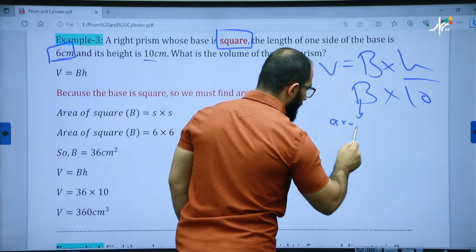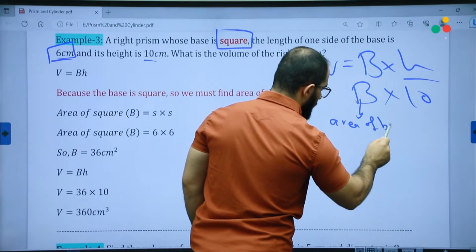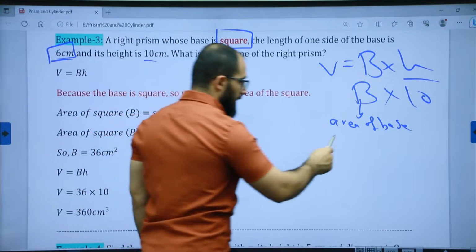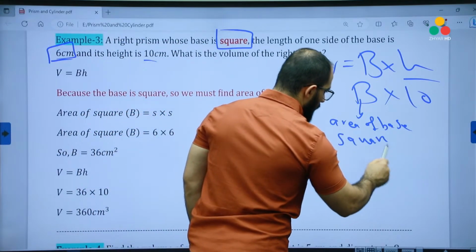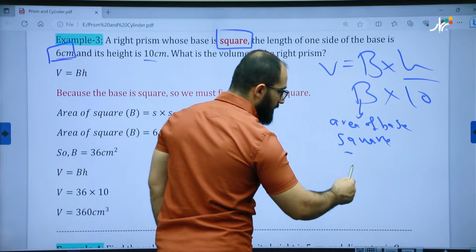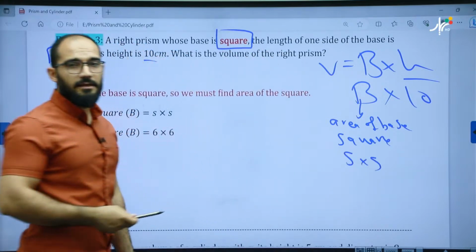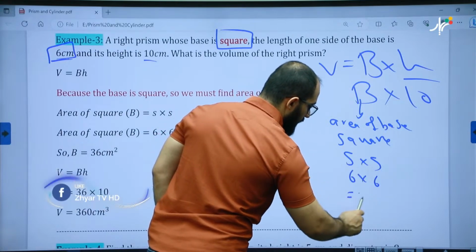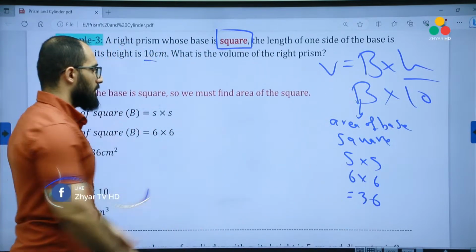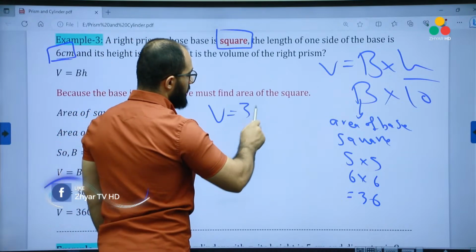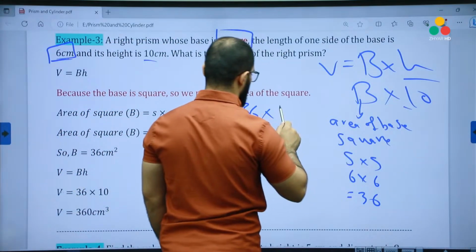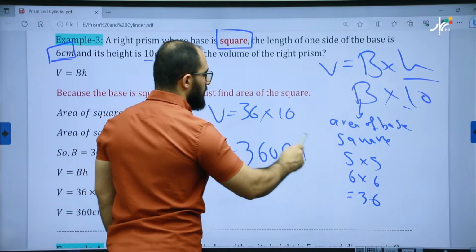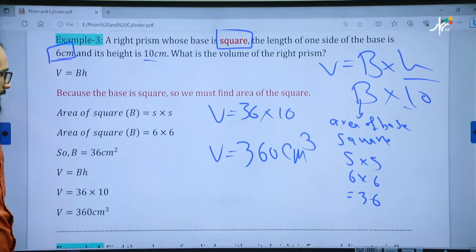B is the area of the base, or let's say base area. What is the base? It is a square. What is the area of a square? It is side times side. What is the length of the side? 6. It means 6 times 6 is equal to 36. So V is equal to 36 times 10. So V is equal to 360 centimeters cubed because it is volume.